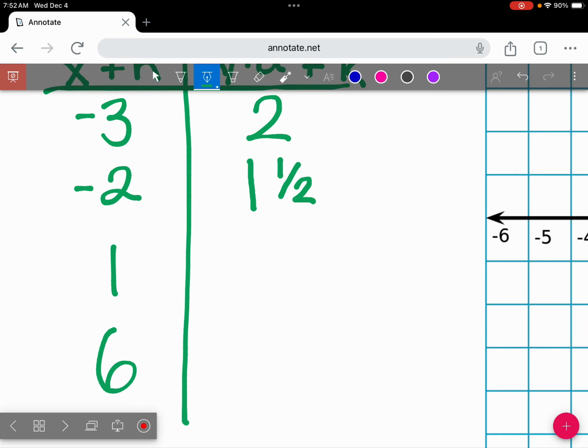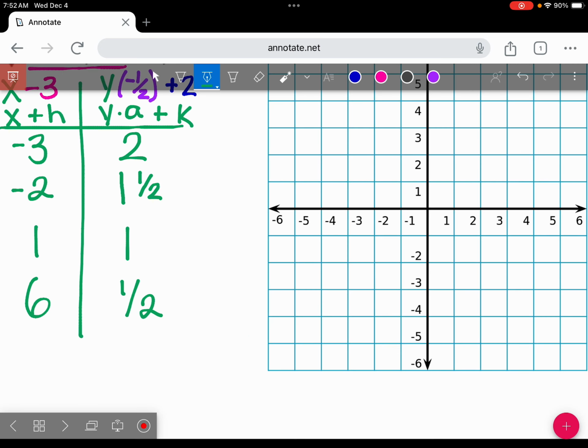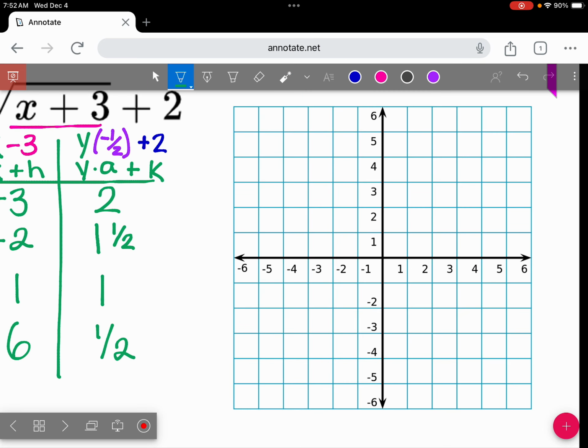So then when we do it with the next few, 2 times -1/2 is -1, plus 2, which is 1. And then on the 3, 3 times -1/2 plus 2, it's -1 1/2 plus 2, we get +1/2. So when we plot up our points: (-3, 2), (-2, 1 1/2), (1, 1), and (6, 1/2).